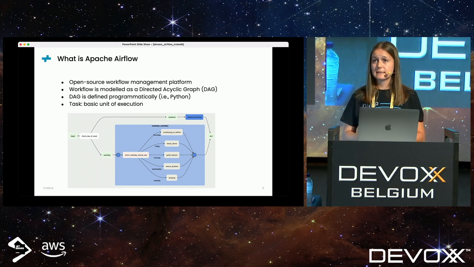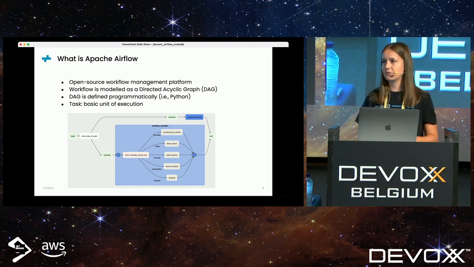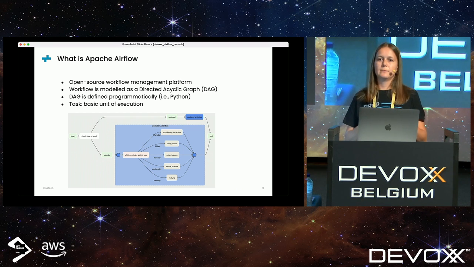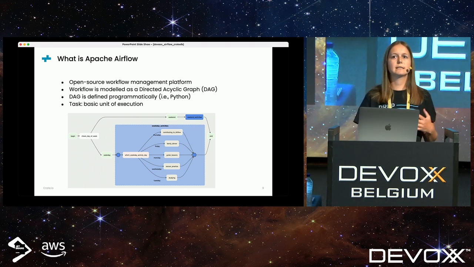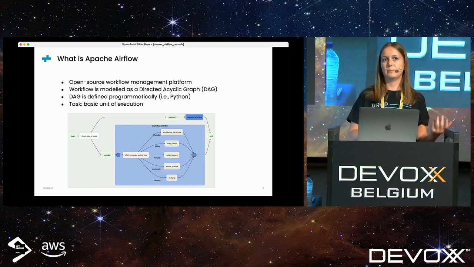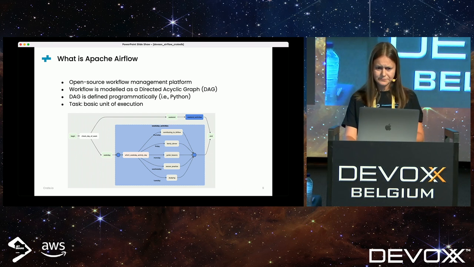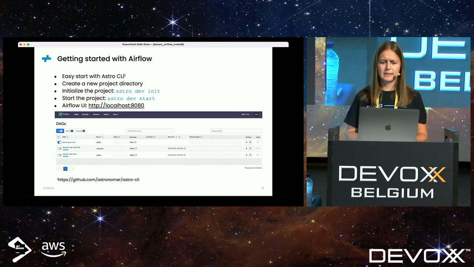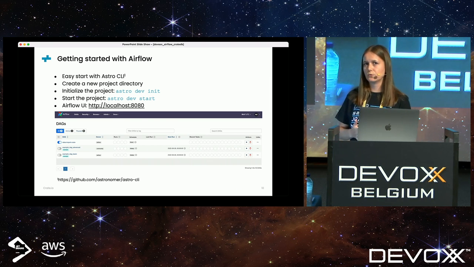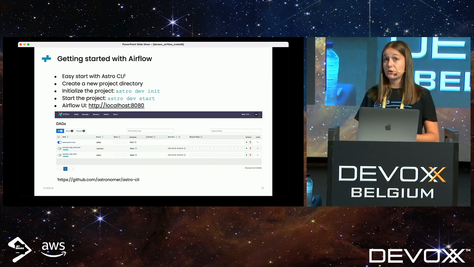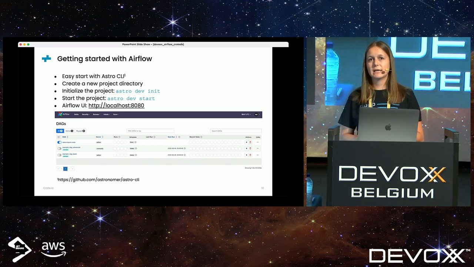A task in Airflow is defined as a basic unit of execution. You can see it as some small Python script or SQL query. Usually you define your workflow as a series of tasks where one task, for example, depends on the execution of the previous task, so this time dependency is important. There are many ways to start with Airflow. I would like to show you how you can do this with the Astro command line interface.